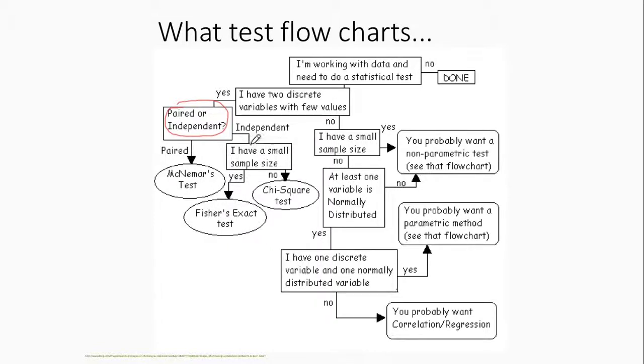If they're independent, you have to look at the sample sizes. It's either a Fisher's exact or a chi-square. So this is where we're looking at examples of association on this side, when you have 2 nominal variables.